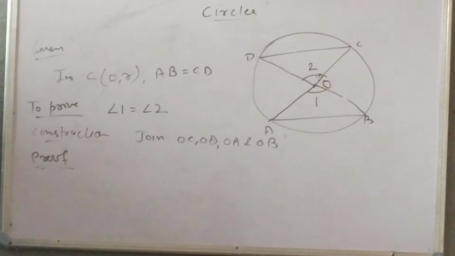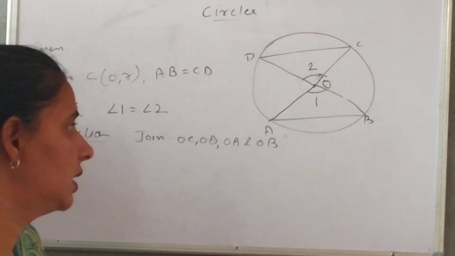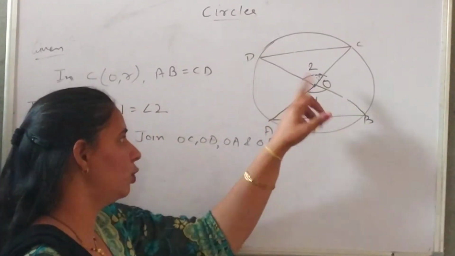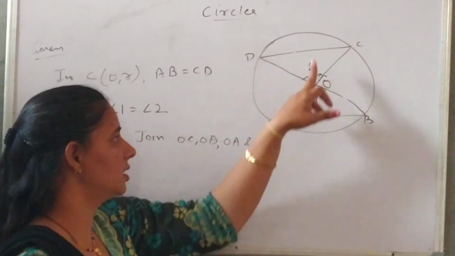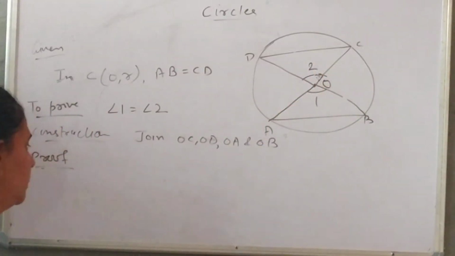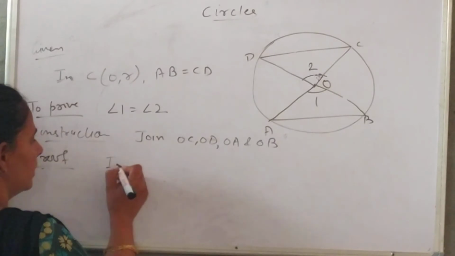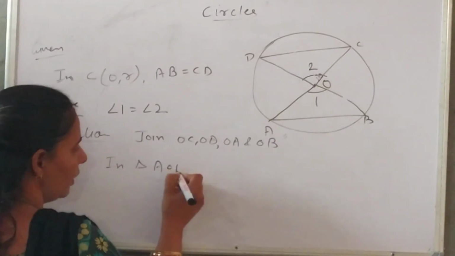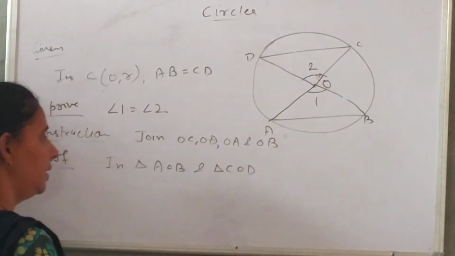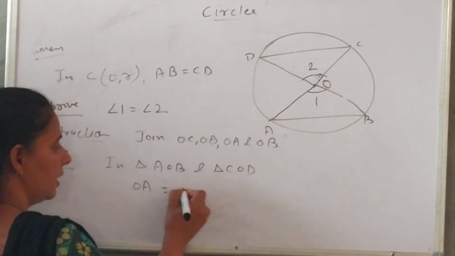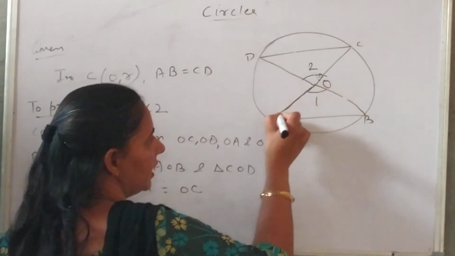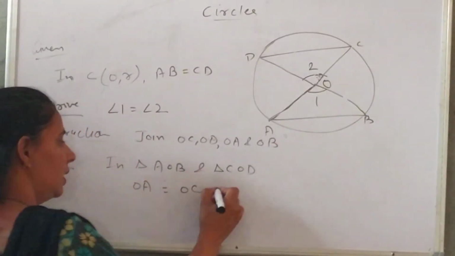You have to prove angle 1 is equal to 2. If we prove these two triangles, triangle AOB and COD, are congruent, then by CPCT we can say these angles are equal. So we will prove in triangle AOB and triangle COD, OA is equal to OC. OA is radius, OC is also radius.